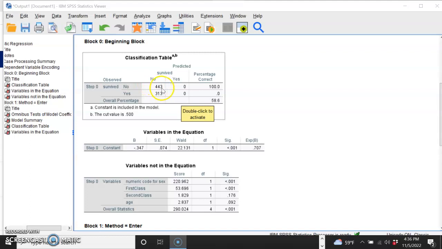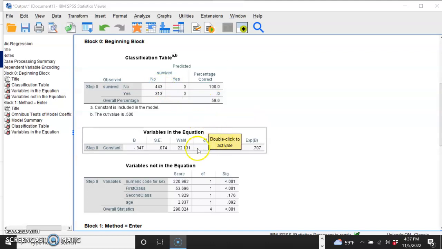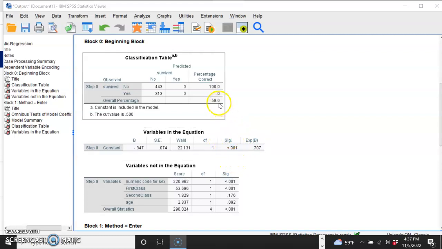So we can see that 443 did not survive and 313 did survive in this data set. And so with no predictors or anything else, we're predicting 58.6 percent of people would not survive. What this table is doing is our significance value here is saying, does this table show that there is an equal chance of surviving or not surviving?